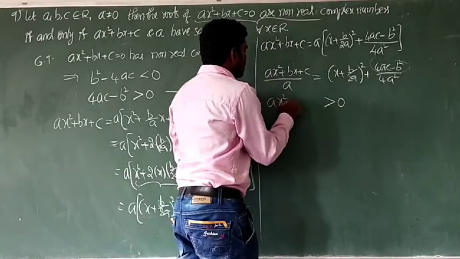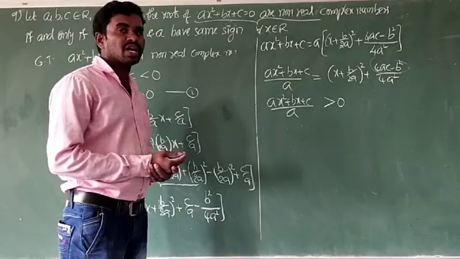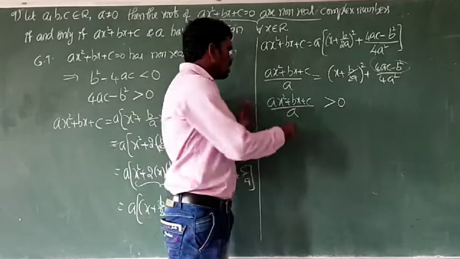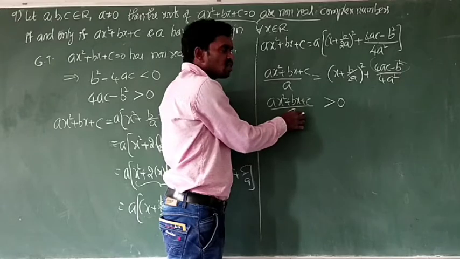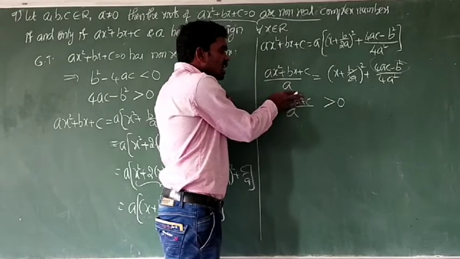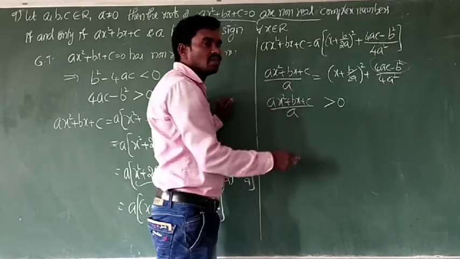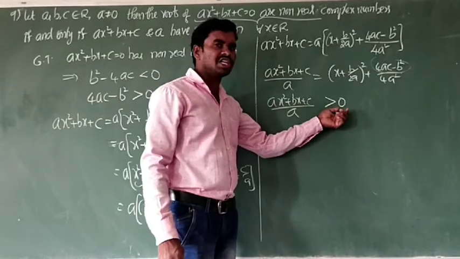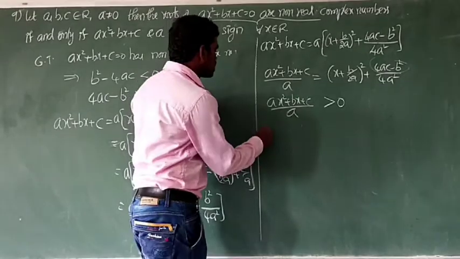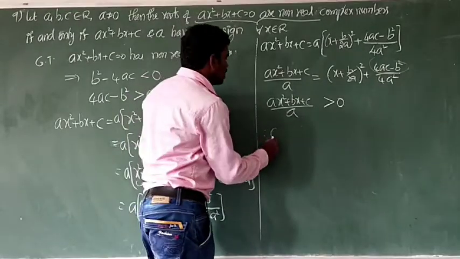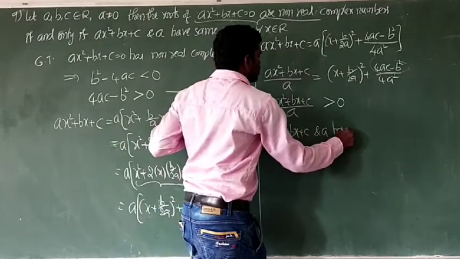So finally we got that (ax square plus bx plus c) by a value is greater than 0. That means if the value is greater than 0, if the numerator is positive, a should be positive. Am I right? Positive by positive becomes positive, greater than 0. If it is negative, the other must be negative, because negative by negative, the negatives cancel and it becomes positive, greater than 0. So to satisfy this greater than 0 condition, both should be either negative or positive. That means both have the same sign. Therefore, ax square plus bx plus c and a have the same sign.